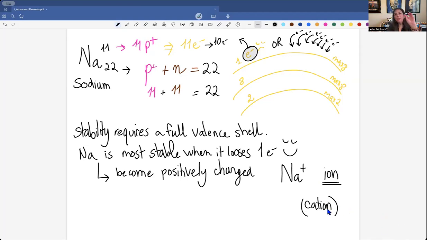I'll give you another example of a negatively charged ion in the next chapter. I just want to explain the valence shell and those shells and the rule of how we fill these shells in here.